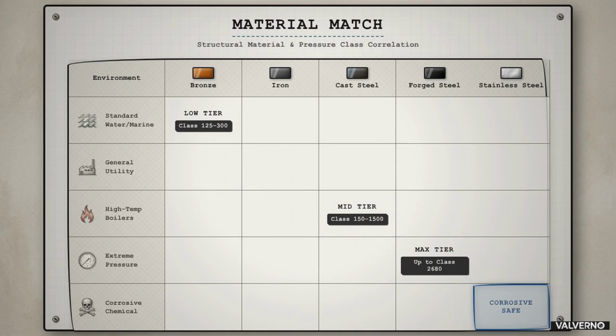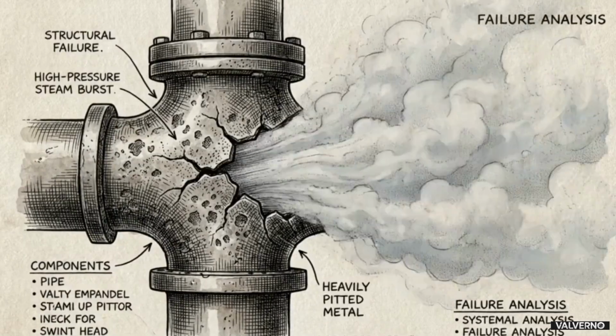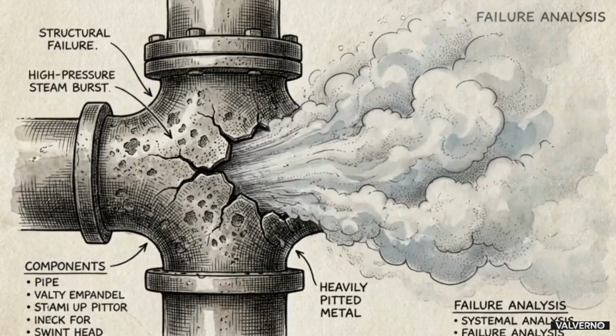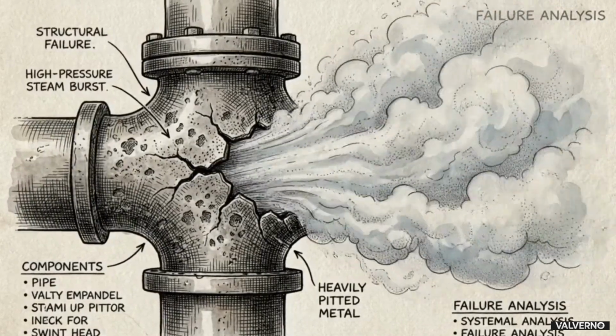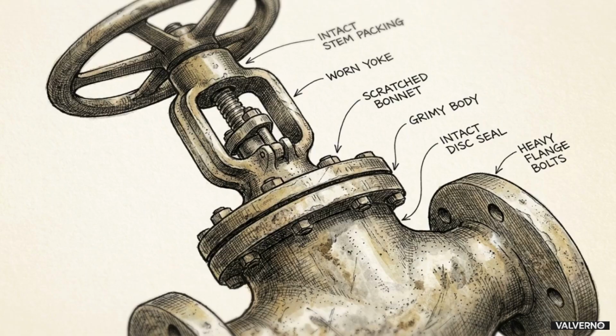Extreme high-pressure systems up to class 2680 require forged steel. For corrosive chemicals, stainless steel is mandatory. Do not purchase entry-level materials for demanding systems. Putting a cast iron valve on a high-pressure steam line guarantees rapid erosion and premature failure. Strict alignment between the fluid type, pressure class, and physical material is the only reliable way to guarantee the life cycle durability of your equipment.